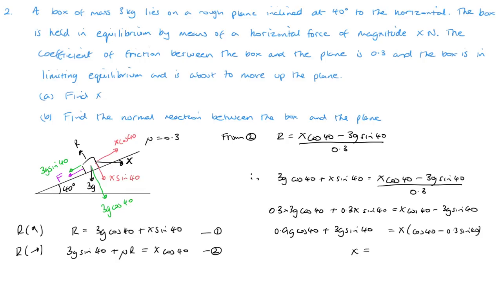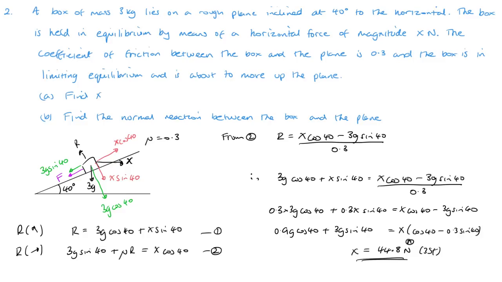Therefore x equals, and that means that x is 44.8 newtons to 3 significant figures, and I will store that in my calculator as A. So that's part A done. Now we need to go ahead and work out R.